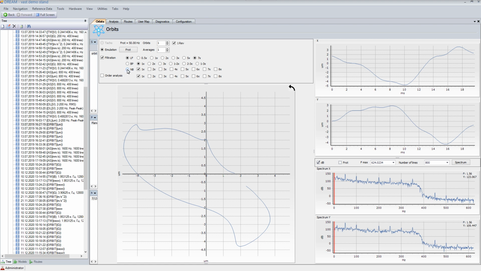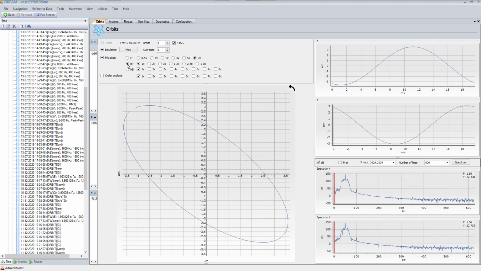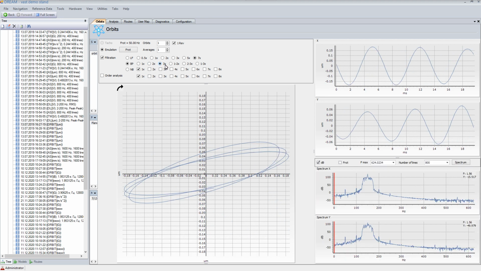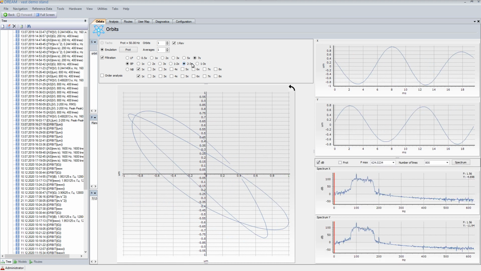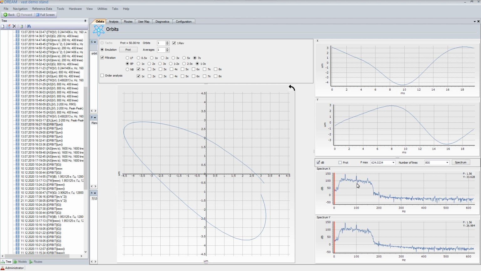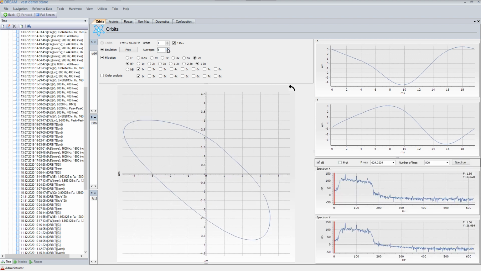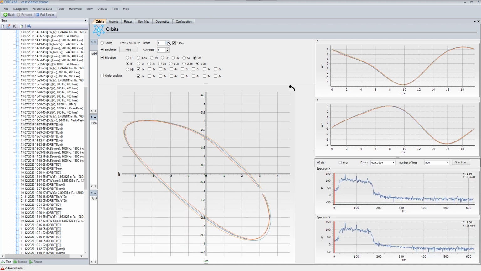The second thing is the bandpass filter. The bandpass filter differs in that it removes the lower frequencies of your signal. So this is just the first harmonic, just the second, just the third, from first to the second, from second to third, and from the first to the third harmonic. This is a bandpass filter. Of course, you can average here everything that you want, and you can display many orbits here. So this is, for example, 6 orbits, each of them 8 averages.